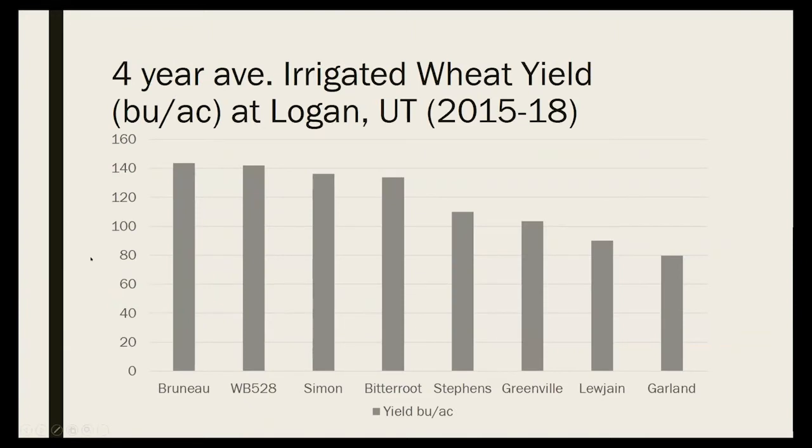When you look at variety testing information, you may see something like this, and my purpose in showing you this is just to illustrate how to look at variety testing information. So this is a 4-year average of an irrigated trial in Logan. And you can see I've got 5 varieties on here. And you'll notice that the yields vary from about 142 bushel down to about 80 bushel.